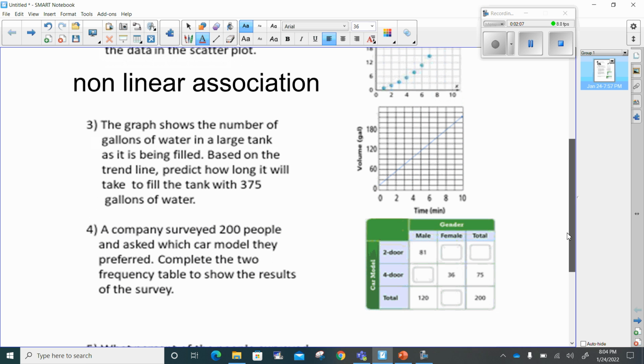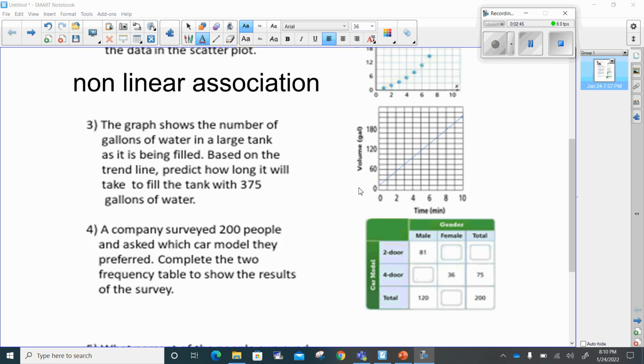Next, I have number 3. The graph shows the number of gallons of water in a large tank as it's being filled based on the trend line. Predict how long it will take to fill a tank with 375 gallons of water. So we see that 375 gallons is not here. What we need to do is find an equation based on this trend line, and then we'll be able to use 375 as the volume and determine what x is.